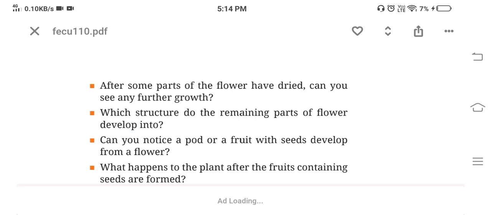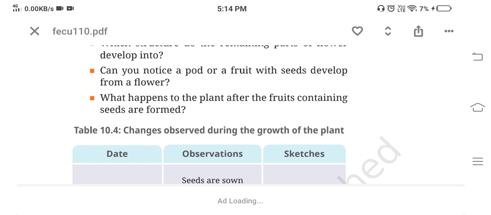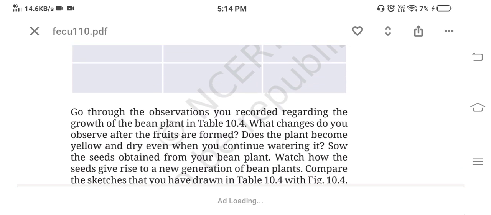After some parts of the plant have dried, can you see any further growth? Which structure does the flower develop into? Can you notice a pod or a fruit with seeds developed from a plant? What happens to the plant after the fruit containing seeds is formed?